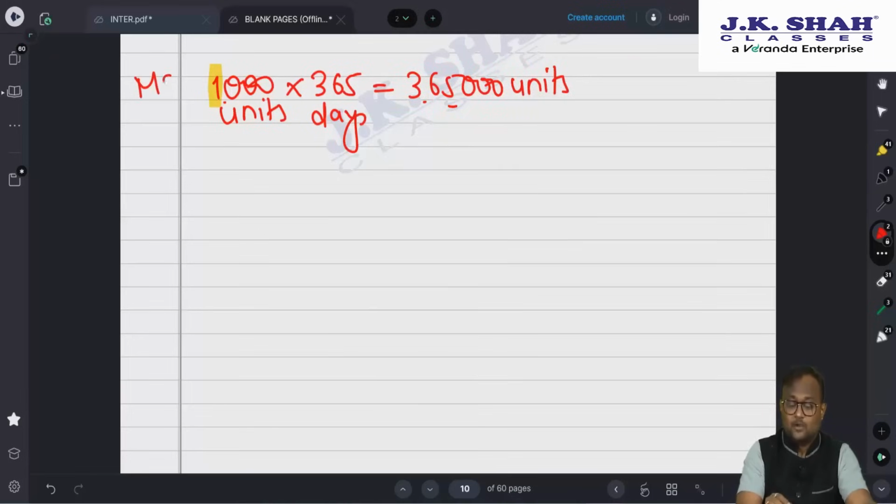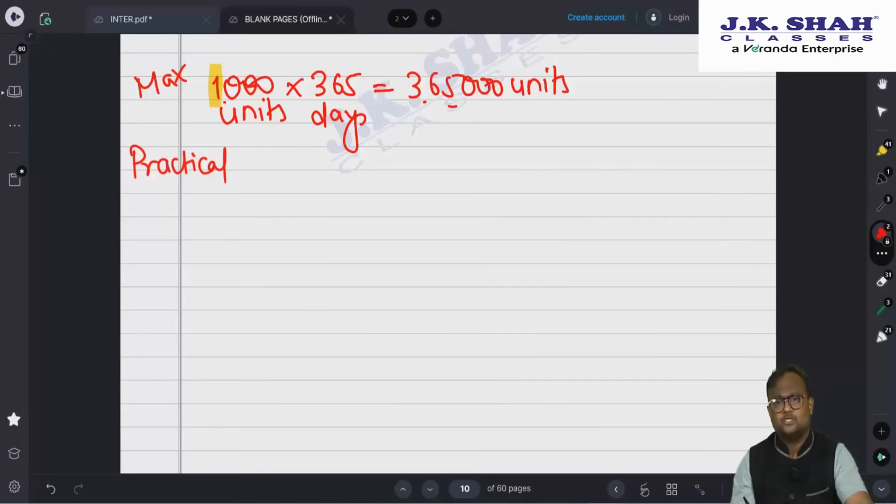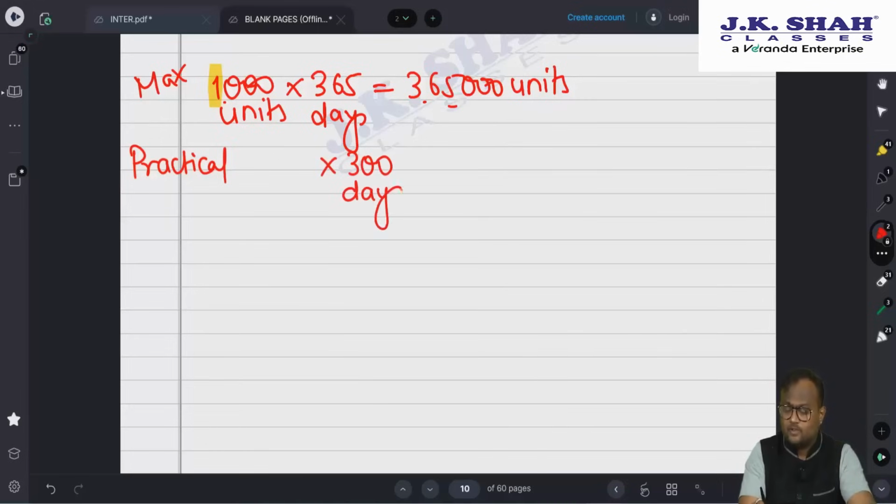But that is my maximum capacity, because I am not considering the potential time loss. Nobody works for 365 days. Workers work on the basis of shifts, though over time you can make them work. How will a machine work for 365 days? So after considering Sundays and statutory holidays, Diwali, Dashera, Eid, Gandhi Jayanti, Buddha Purnima, Christmas, I realize that at the most 300 days can be worked. So 1000 into 300 becomes my practical capacity.